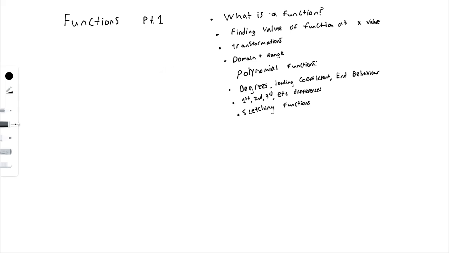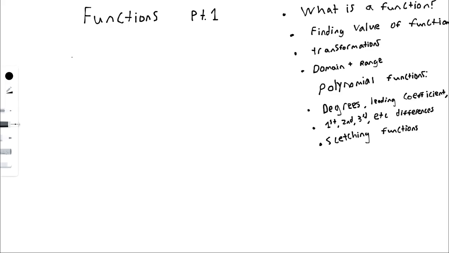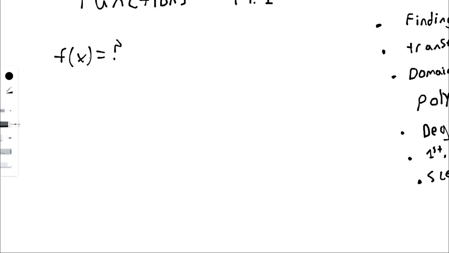Okay, so to start, what is a function? The way I would describe a function is that for any input value for x, there is only one output value for y. So that may sound a little bit confusing, but here I'll give an example. So let's say f of x equals some number, right? If you set x equal to, let's say, 2, there can only be one output value possible.